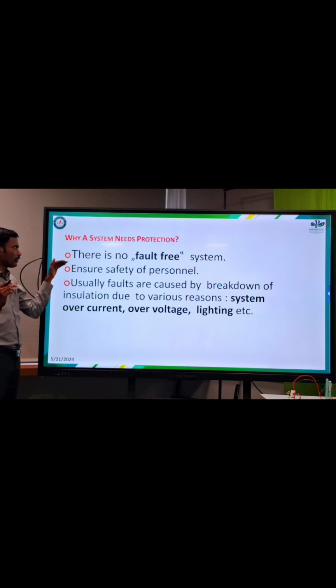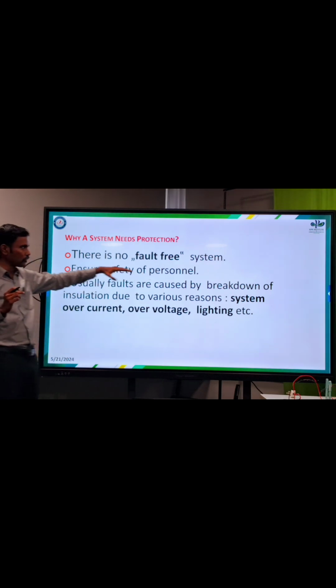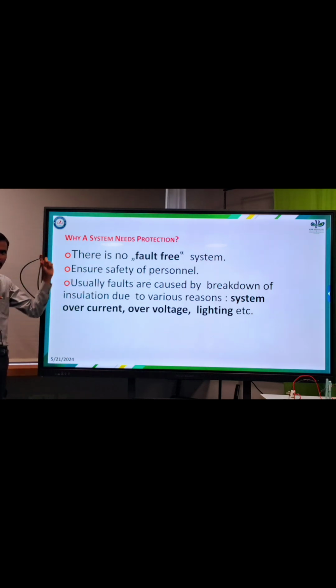So for that reason, we need... there is no fault-free system. So we have to provide a safety of proportion. That is very, very important. So for that reason, we need protection.